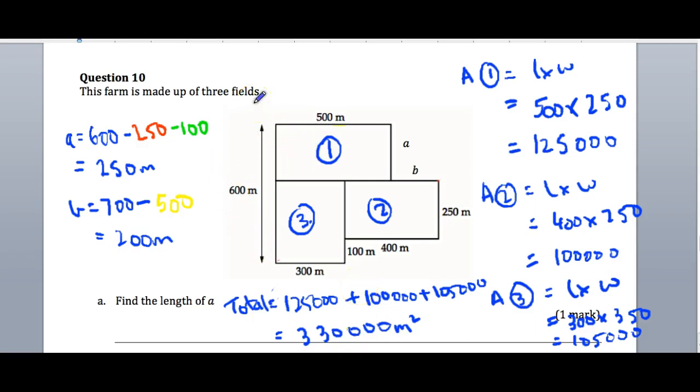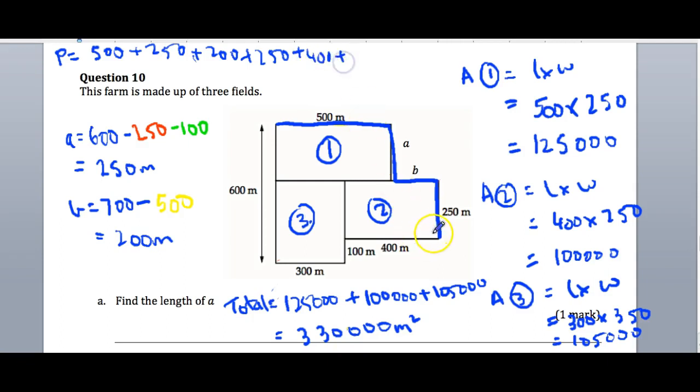Now your perimeter, and I might have to do that up the top even though it's going to look a little bit messy, is you're adding up all the lengths. So we've got 500. And even if you go over it as you've done it, just so you don't forget anything, then A, which we worked out to be 250, then B, which we worked out to be 200. Remember, we're just going around the outside, 250, then 400, then 100.